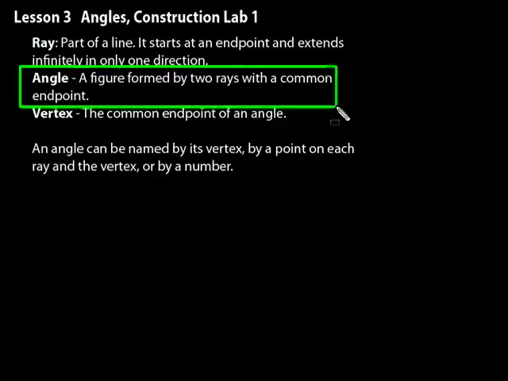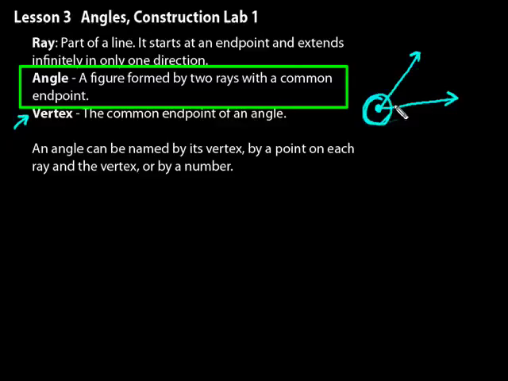Next we have an angle. That's a figure formed by two rays that have an endpoint in common. So we'd have a ray here, and here's its endpoint, and then another ray coming out from that same endpoint. That is what an angle is. And then the vertex, what we call that is this common endpoint right here. That's what we describe as the vertex.